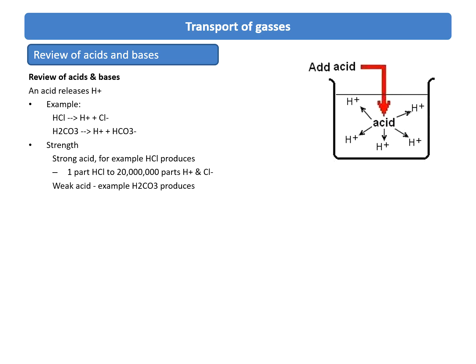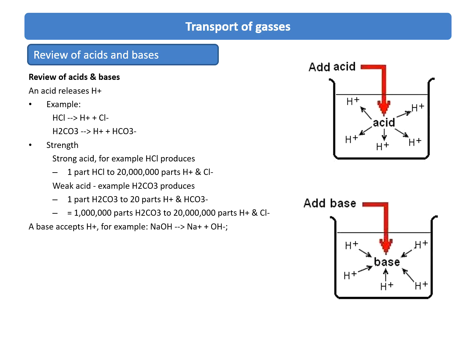A weak acid, for example carbonic acid, produces fewer hydrogen ions: 1 part molecule to 20 parts ions when in equilibrium. That amounts to 1 million parts molecule to 20 million parts ions. Compare it with a strong acid. So you see it's 1,000,000 times weaker than hydrochloric acid.